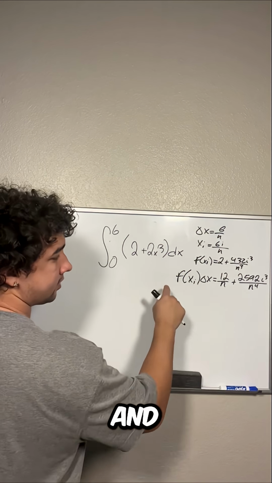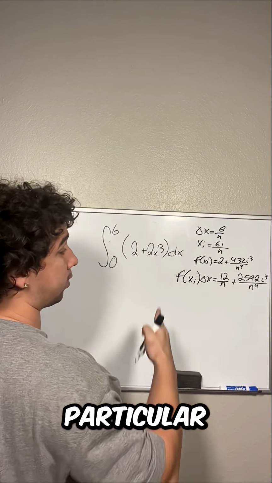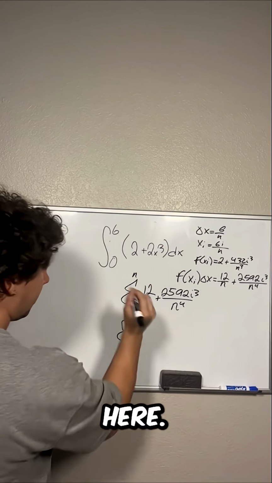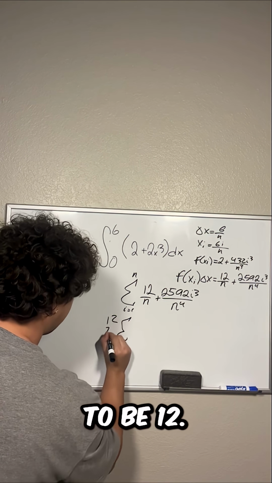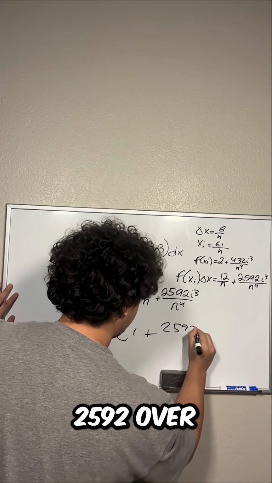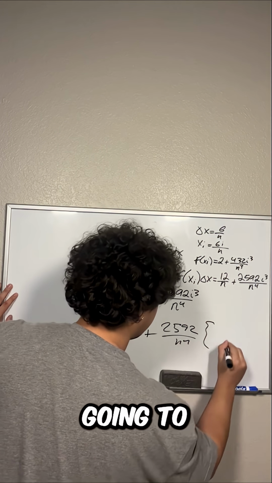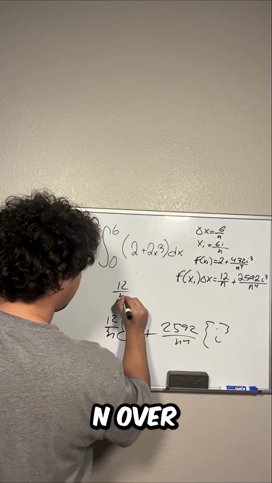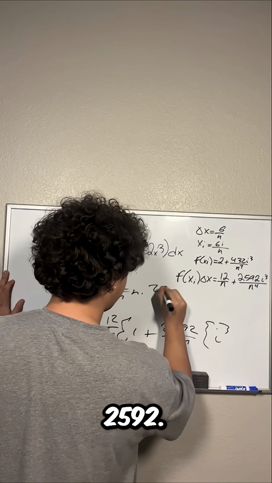Okay, so after everything's said and done, I'm gonna get this, which is basically all of my particular y values, but what I have to do is sum it all up to get the whole area. So I'm gonna take a summation. From here, I'm gonna do these separately. I'm gonna take this out, so that's gonna give me 12/n, that's gonna give me 1 plus, in this case, I'm gonna take out 2,592 over n to the 4th, and then that's gonna leave me with i to the 3rd. Using summation principles, essentially this is gonna be 12n over n times, in this case, 2,592.